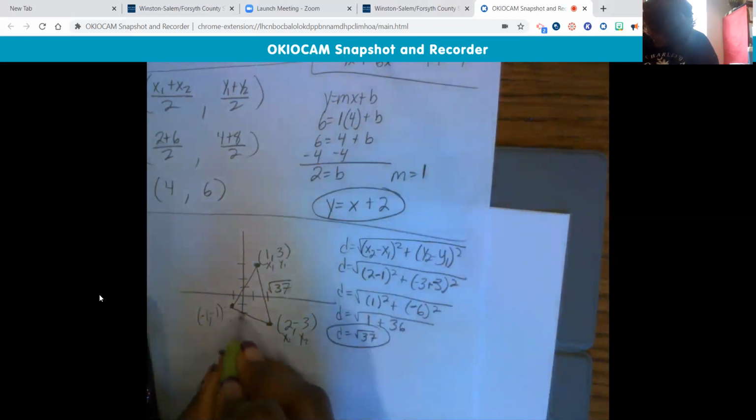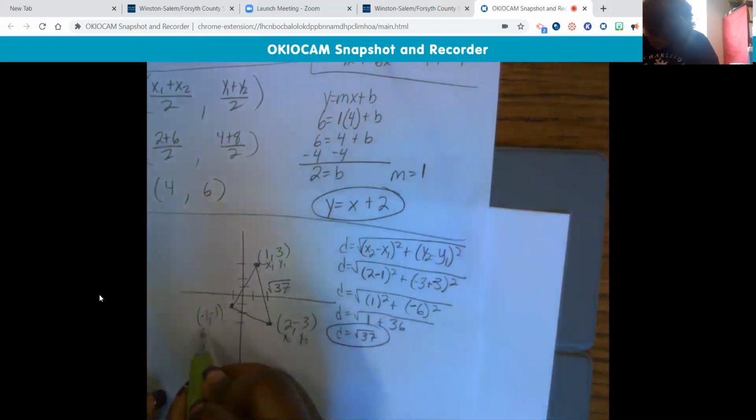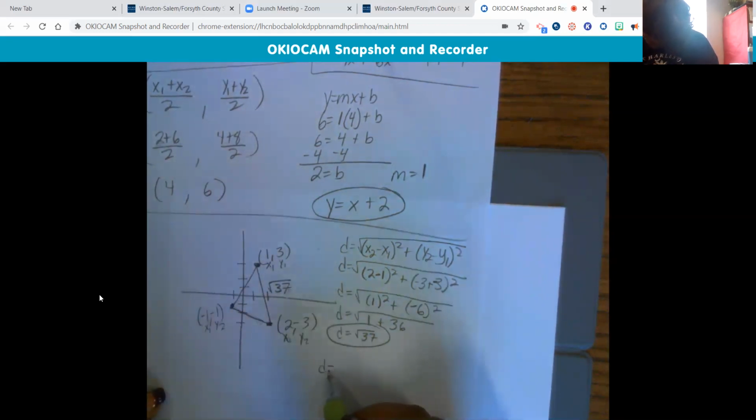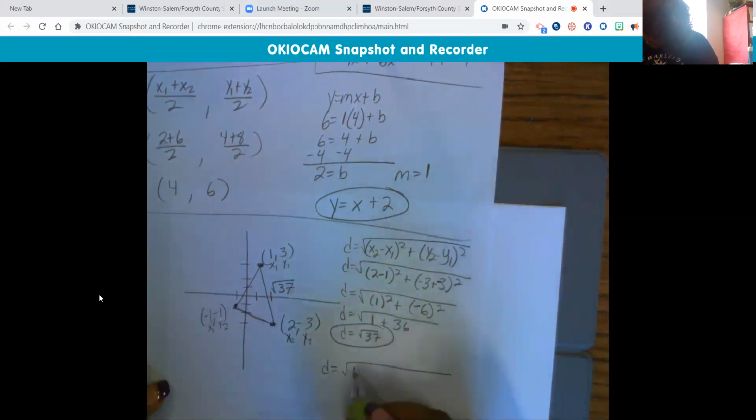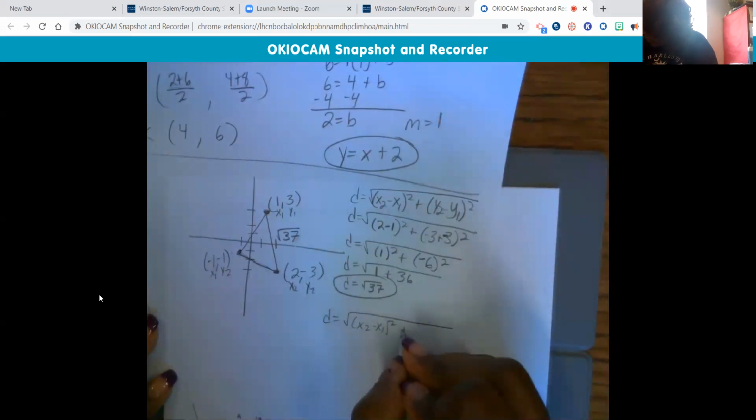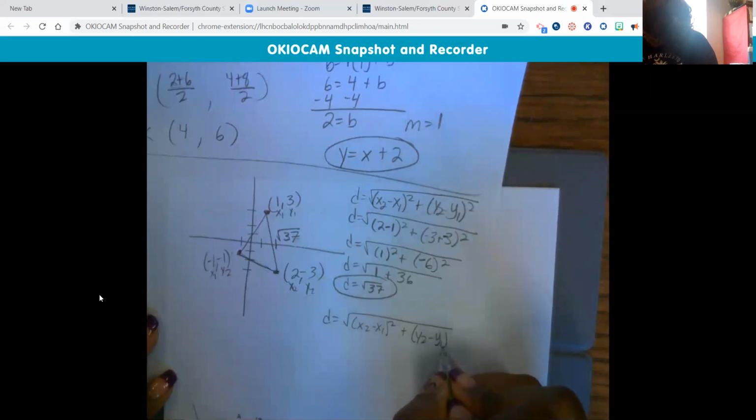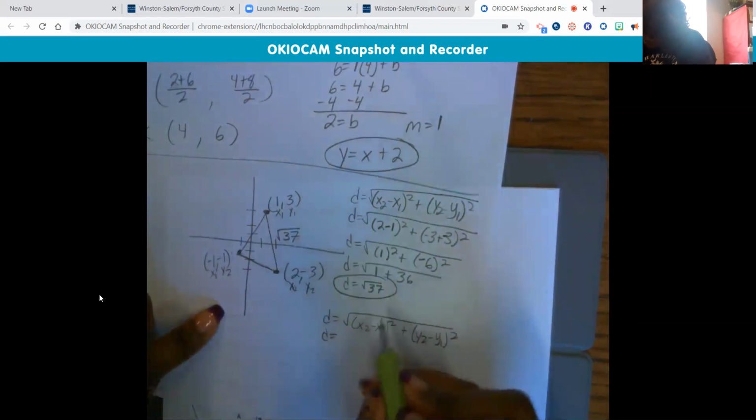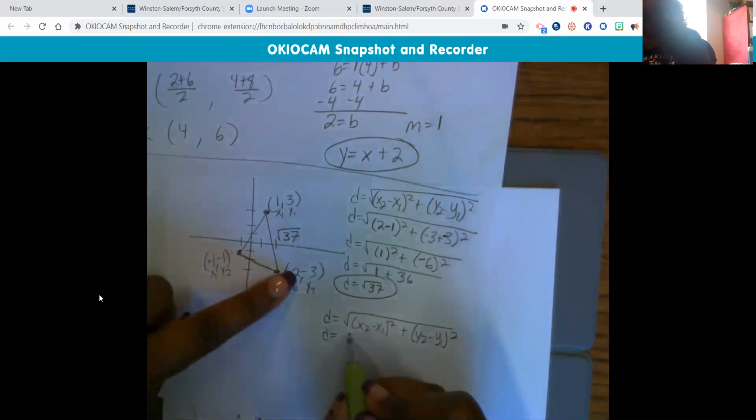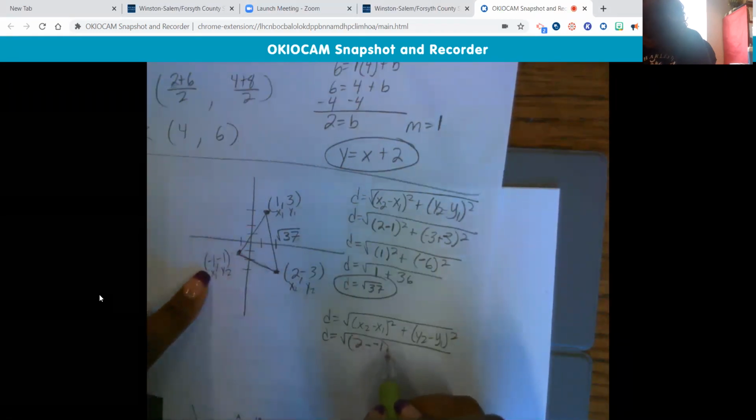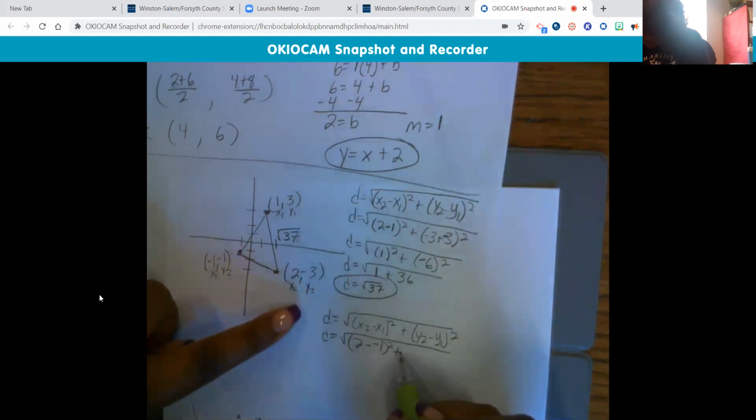So let's do this side now. Okay. So this is x1, y1, and let's make this x2, y2. So let's do this side. So d is equal to, let's do it again, x2 minus x1 and square it, plus y2 minus y1 and square it. Okay, so look at what this gives us. All right, so we got, this is 2 minus -1, square it. This is 1.